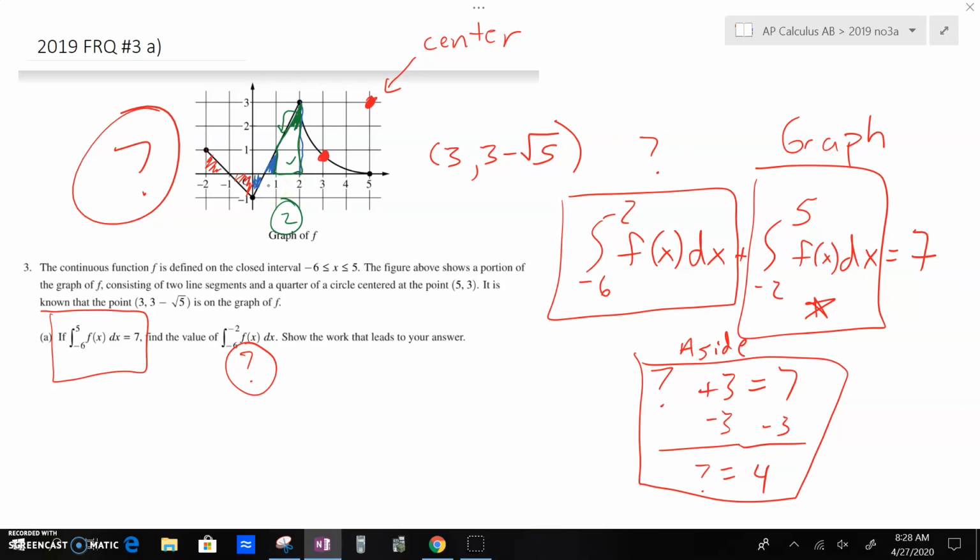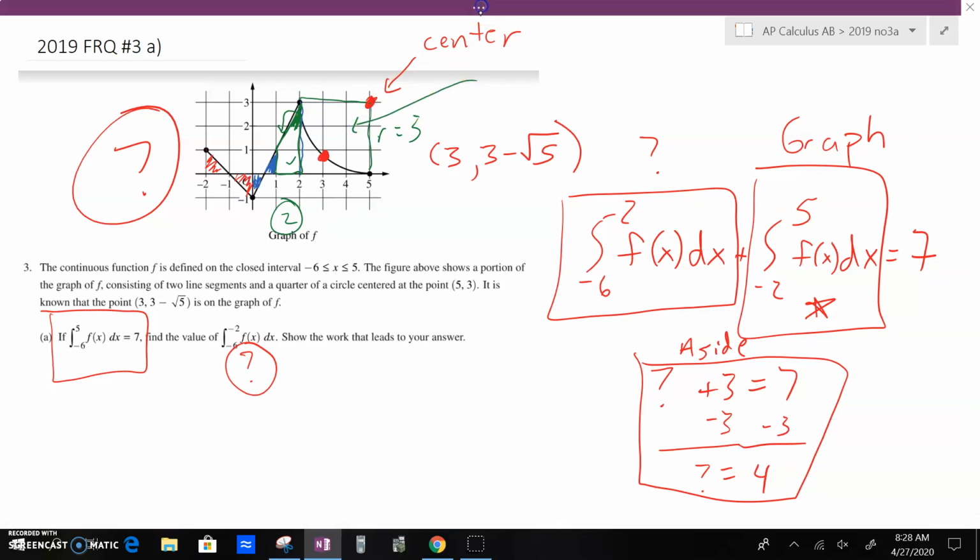So I'm told we have a circle centered at (5, 3). And that means obviously we've got a radius of 3. And I've got a quarter of the area. That's a quarter circle.